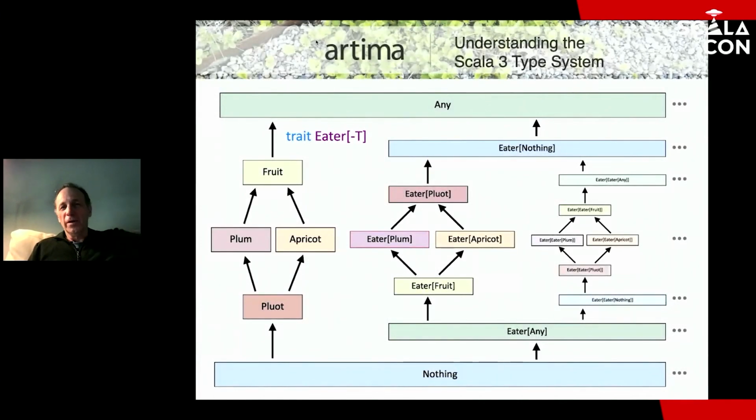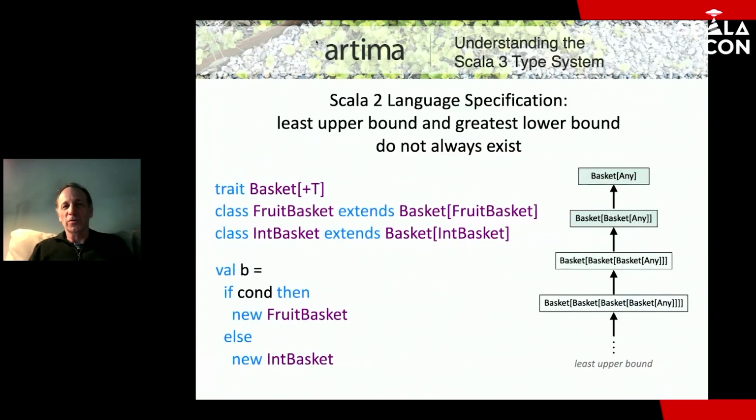So all that brings me to the problem in Scala 2 with least upper bound. Computing the least upper bound is a little bit tricky to actually make happen. But this bit of code here will manifest it. I go back to my basket case, and I create two subtypes of basket, fruit basket and int basket, and I use f-bound polymorphism.